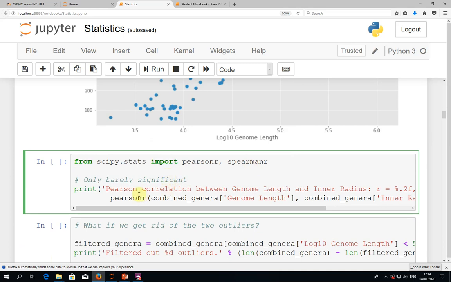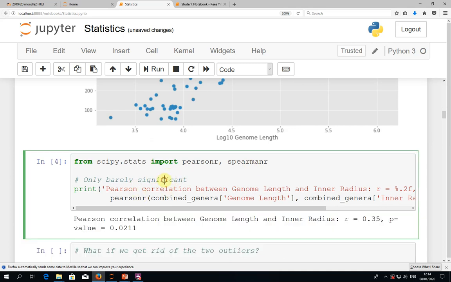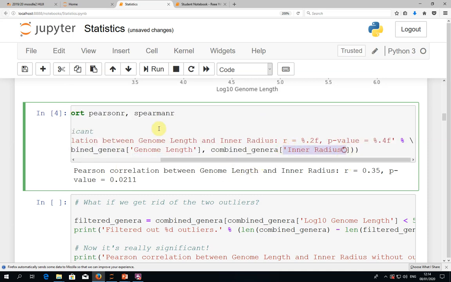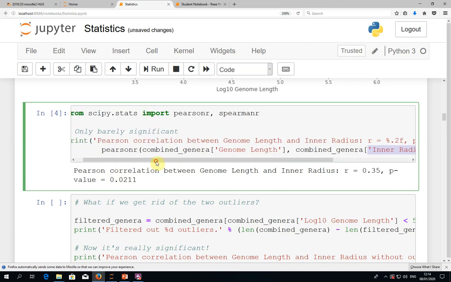So let's begin with Pearson's correlation, which, as you can see, we use here. So you can see the Pearson correlation between the genome length and the inner radius, which we put here. Here is the genome length, and here the inner radius. We just take the 2 series and put them within this function. We get an R coefficient of 0.35, which is moderate, and a p-value of 0.02, which is below the standard significance threshold, but it's not very significant. According to this test, it could be just a random result.